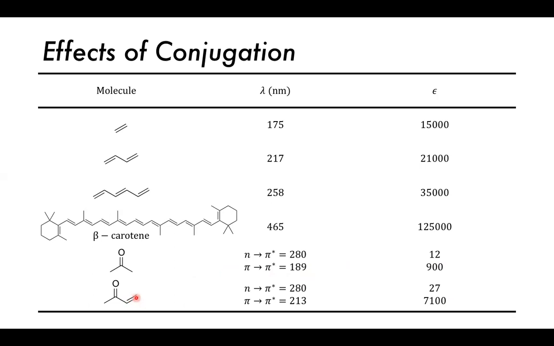So increasing the conjugation by adding the double bond here causes a bit of a shift. No shift in the n to pi star, but there's a shift in the pi to pi star. It's going to longer wavelengths. It's getting a red shift. It's getting a bathochromic shift. So epsilon is going to increase as well because of the effect of this chromophore, which is going to promote the absorbance. So it goes from 900 to 7100, which is an order of magnitude greater.